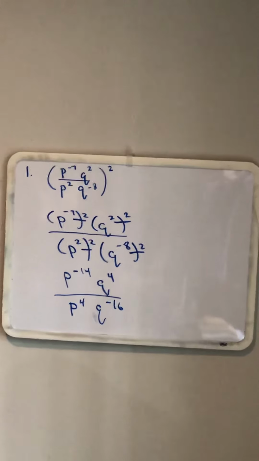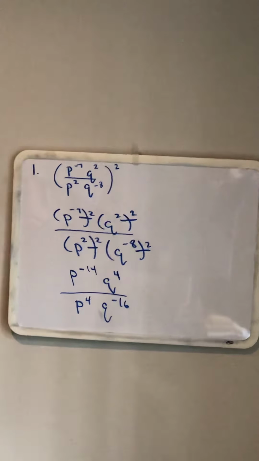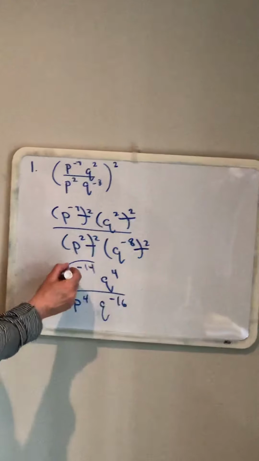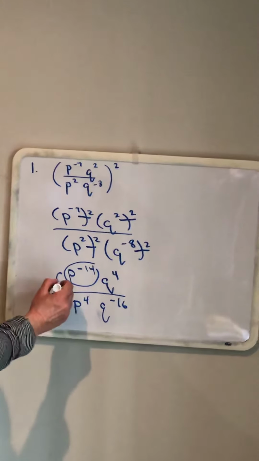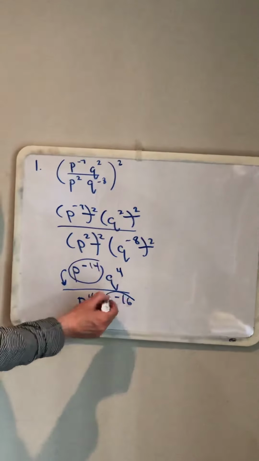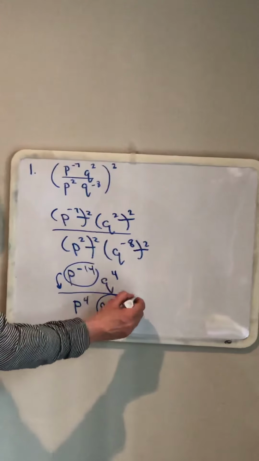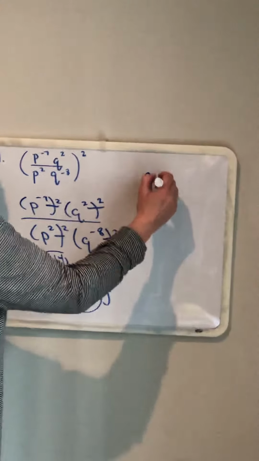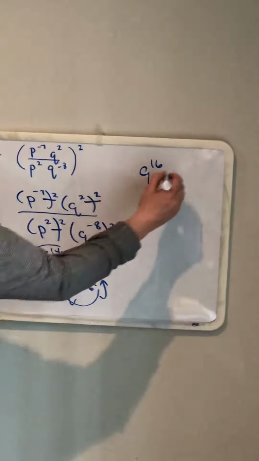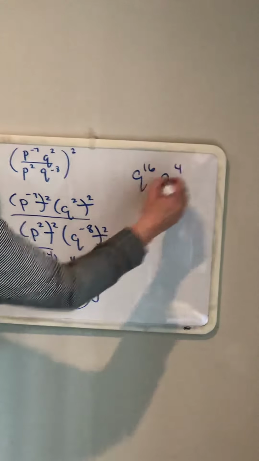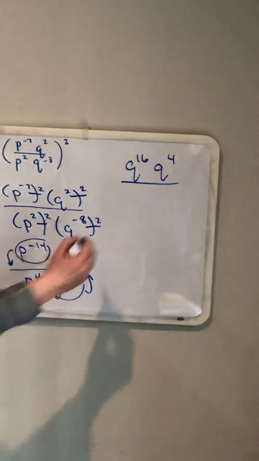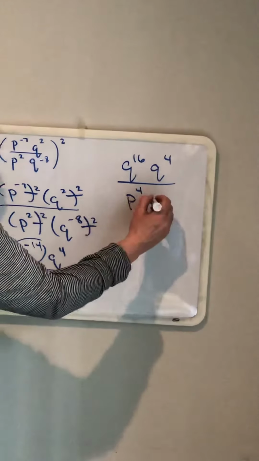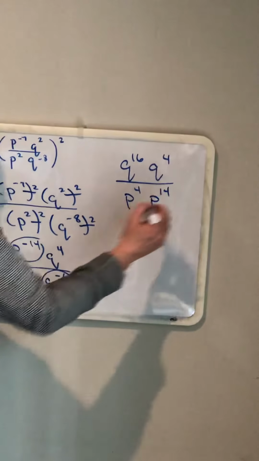Now you take a look at what you have and you see, oh, there's negative exponents. That means my items have to relocate. So P to the negative 14th is going to move down, and Q to the negative 16th is going to move up. So now what you have is in the numerator Q to the 16th with Q to the 4th. In the denominator, P to the 4th with P to the 14th.